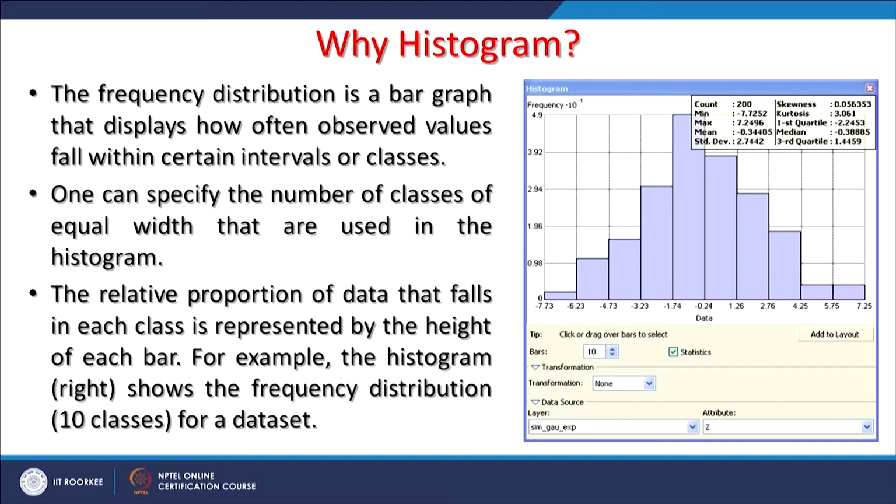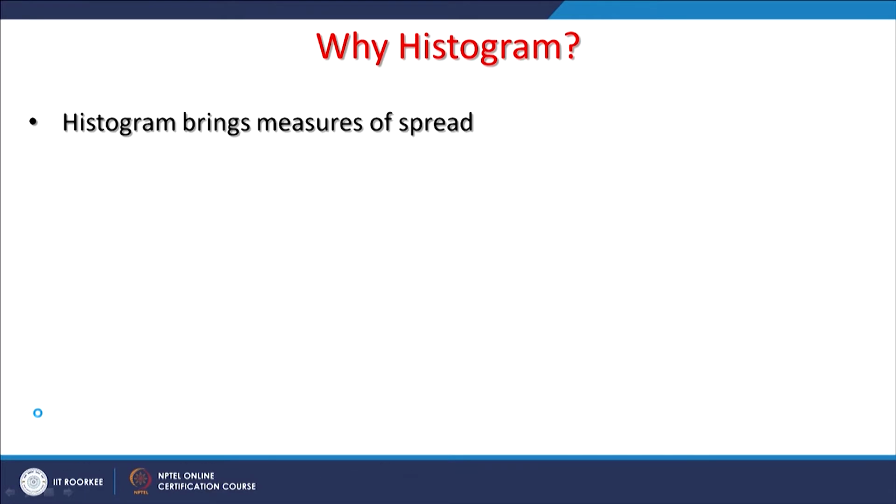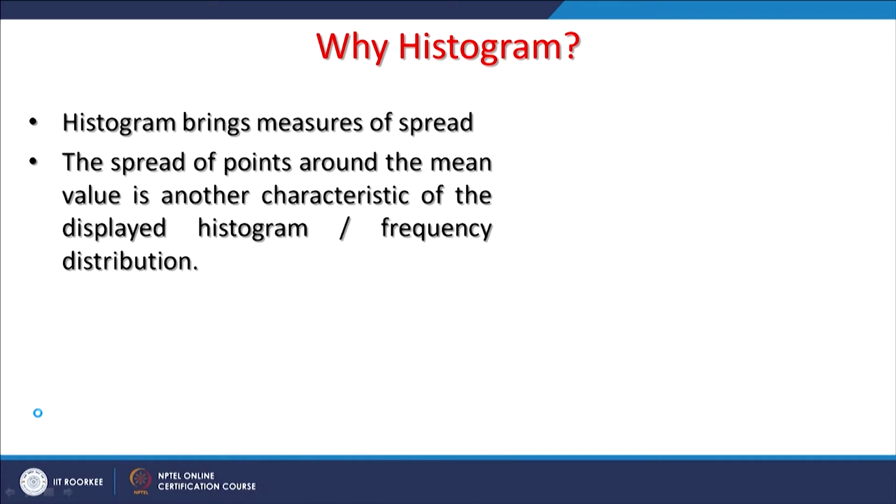At the same time you also get the minimum value, maximum value, mean, mode, median, standard deviation, and other statistical parameters like skewness and kurtosis, all of which can be identified from there. So, that is why the histogram is important. A histogram brings measures of spread, basically how pixel values are distributed in an image. Spread of points around the mean is another characteristic of a histogram or frequency distribution.